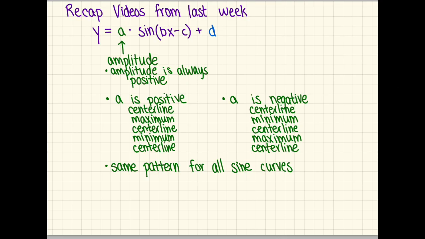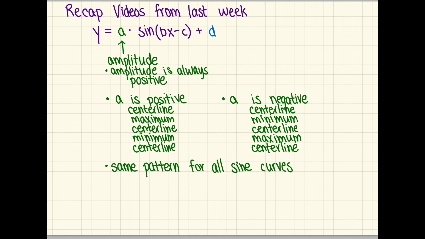So amplitude is the number in front of the sine function. Amplitude itself is always positive. A does not have to be positive though. It can be positive or negative. If A is positive, then my function will start at the center line, go up to the max, go back to the center line, back to the min, and then back to the center line.